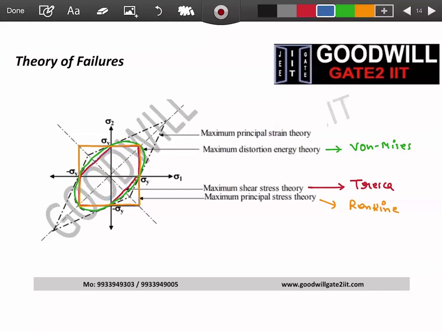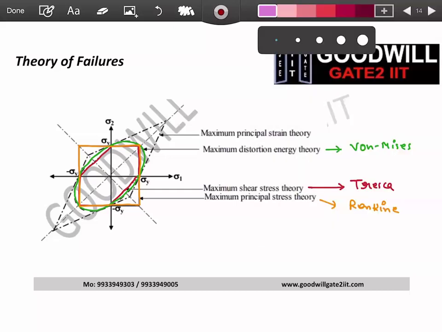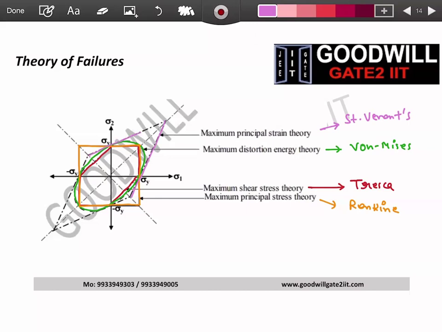And the last theory which we have seen is maximum principal strain theory. What was the name of the scientist? Saint Venant. And this is kind of a rhombus. And the distance is 0.8 or something, depending upon nu. You cannot learn 0.8. Any nu value will change this expression. So this is the overall summary.